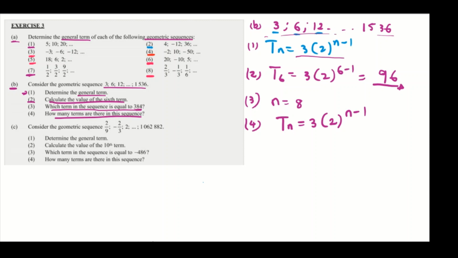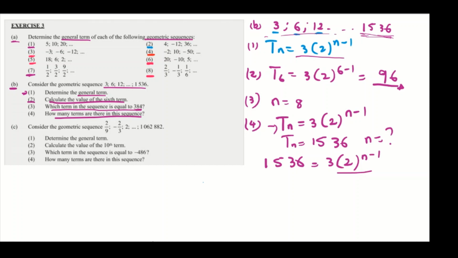To find the number of terms of the entire sequence, we know that the last term is equal to 1536, meaning that Tn is equal to 1536. So we're going to find n now. Substitute 1536 here, equals 3 into 2 to the power of n minus 1. Divide by 3 on both sides. We have 1536 over 3 is equal to 2 to the power of n minus 1.